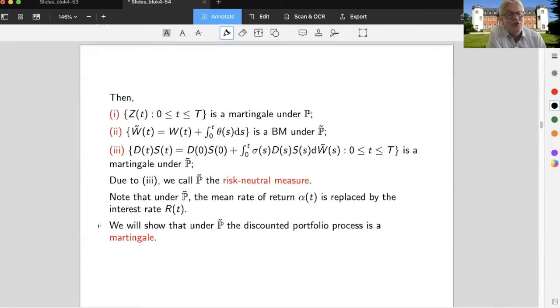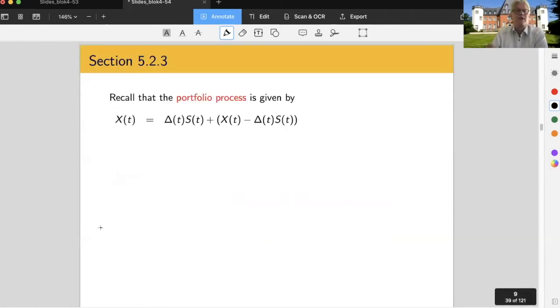Now, what we'd like to show in this lecture is that under P tilde, the discounted portfolio process is a martingale. And remember the portfolio process, capital X_t, which we subdivided into a part that we invested in stocks and a part which we invested in the money market. So that went as follows.